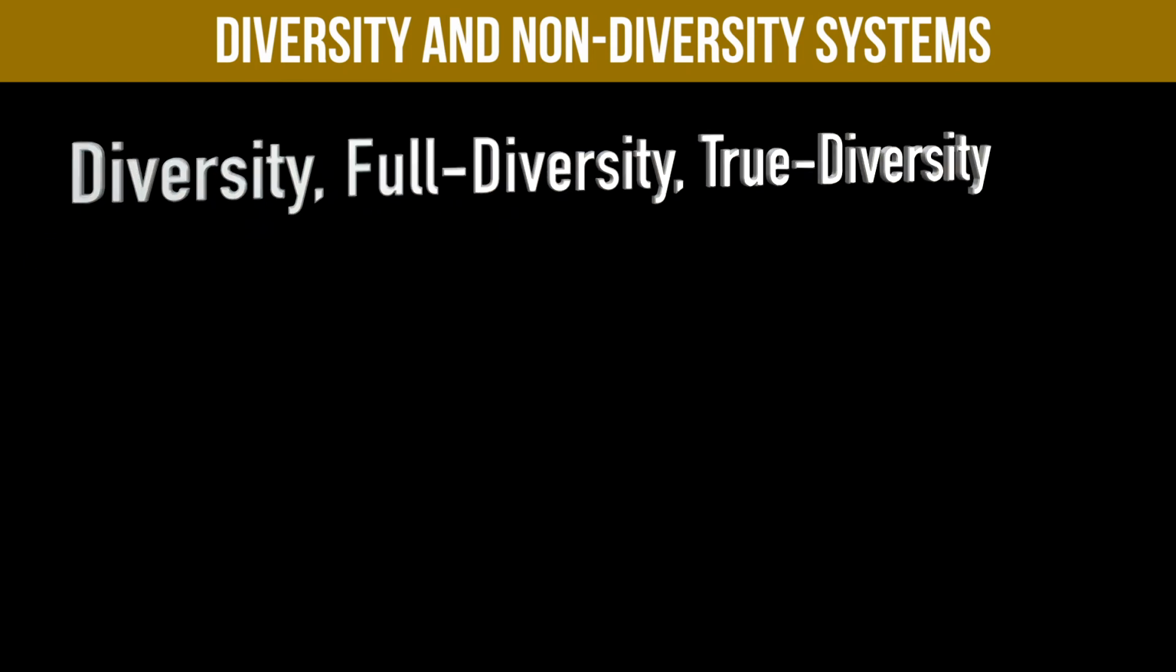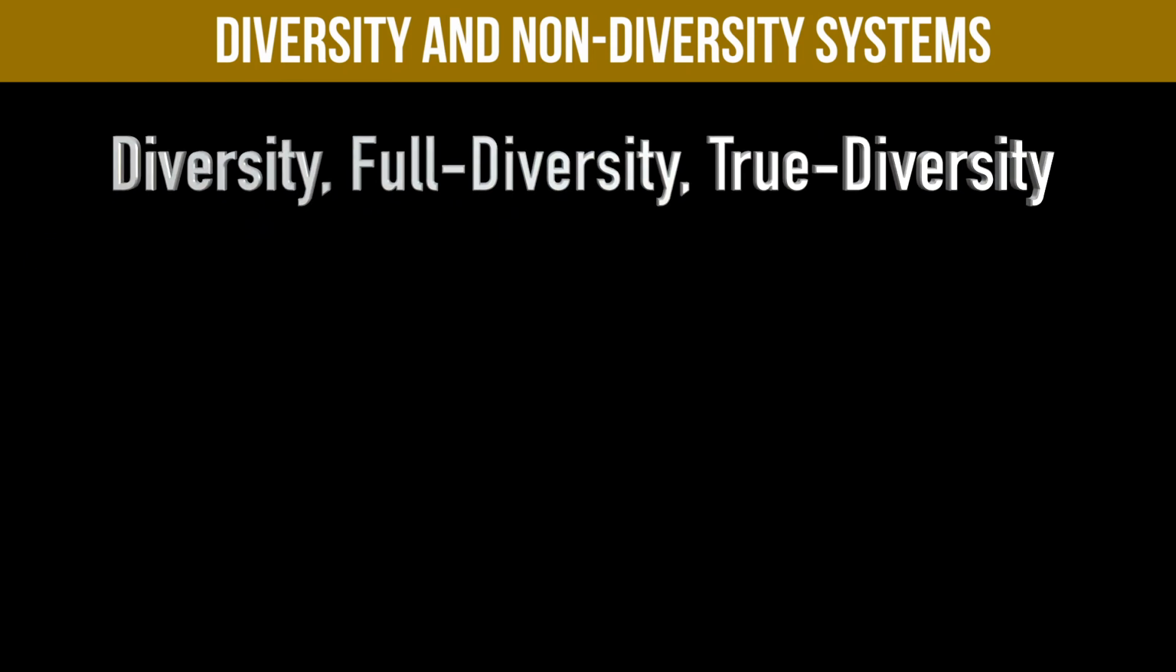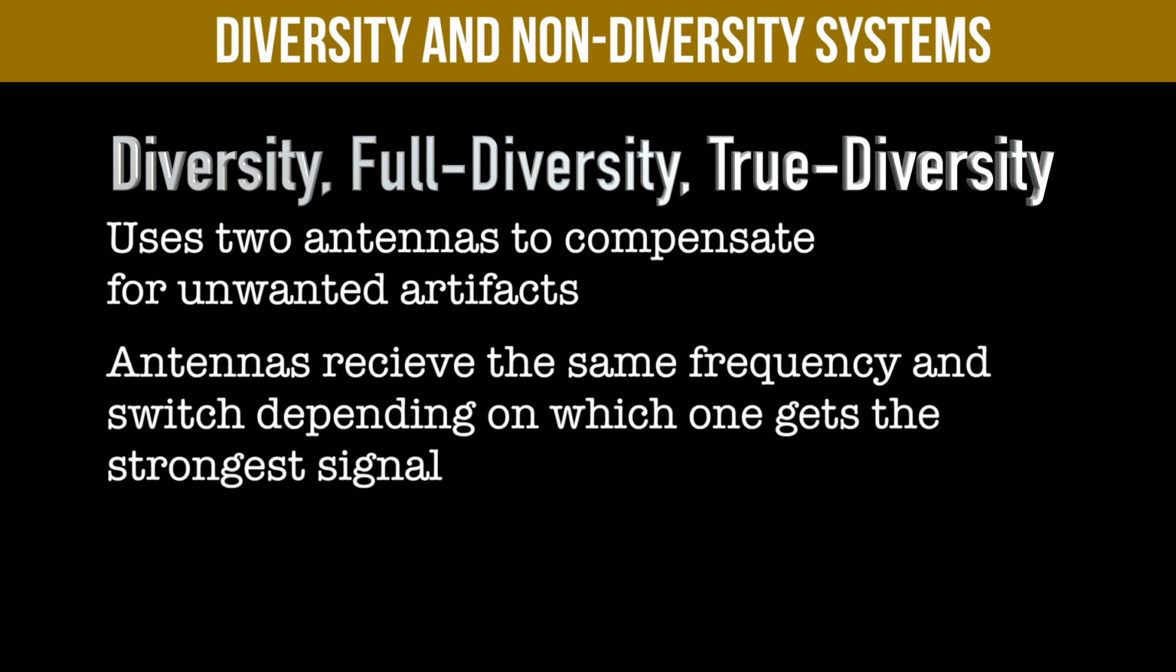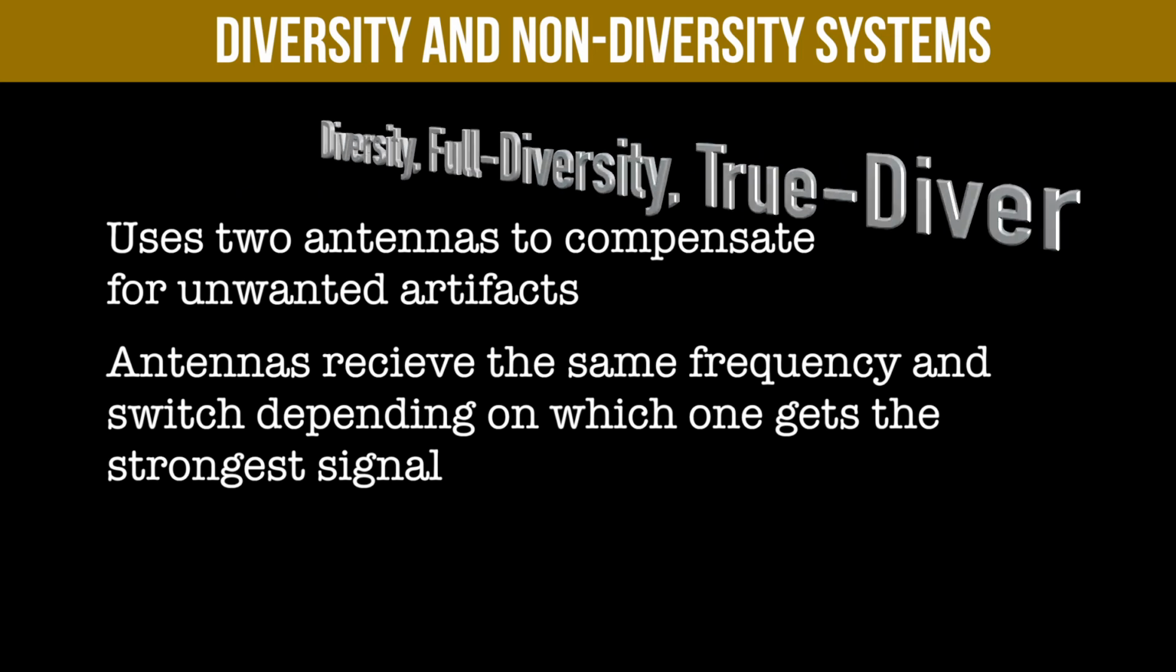Diversity, also called full diversity or true diversity, utilizes two antennas to compensate for the problematic results of unwanted artifacts from the combination of direct and reflected transmissions. Both antennas receive the same frequency and silently switch back and forth to receive a constant signal from the transmitting device. Ideally, anytime one antenna receives a corrupt or weak signal, the other antenna will receive a strong and accurate signal. The stronger signal wins and the reception is constant.